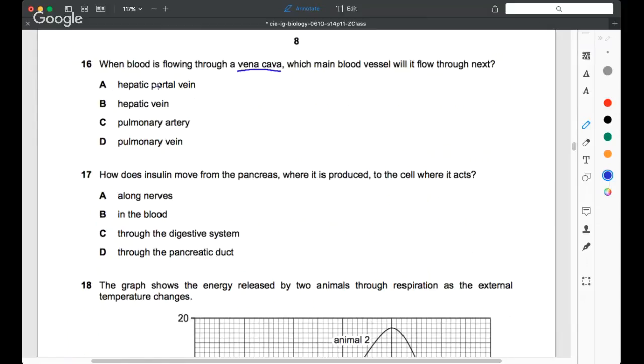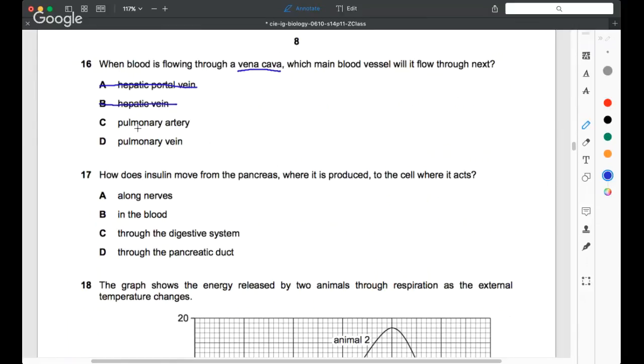So the hepatic portal vein, that takes blood from the digestive system, from the intestines, over to the liver. And then from there, from the liver, it goes through the renal vein back to the heart. So it's not that. Hepatic vein, again, that takes the blood from the liver back to the heart.